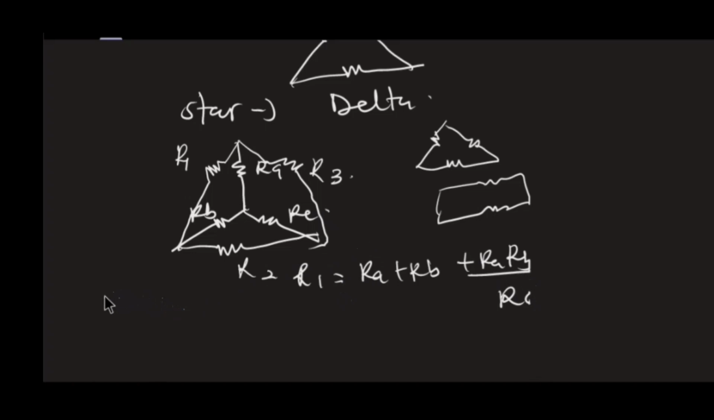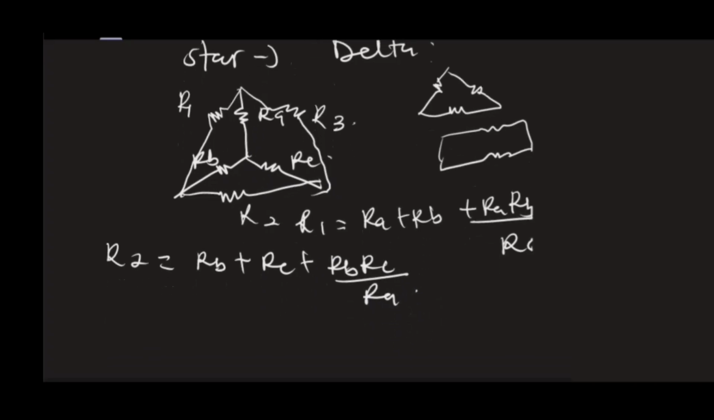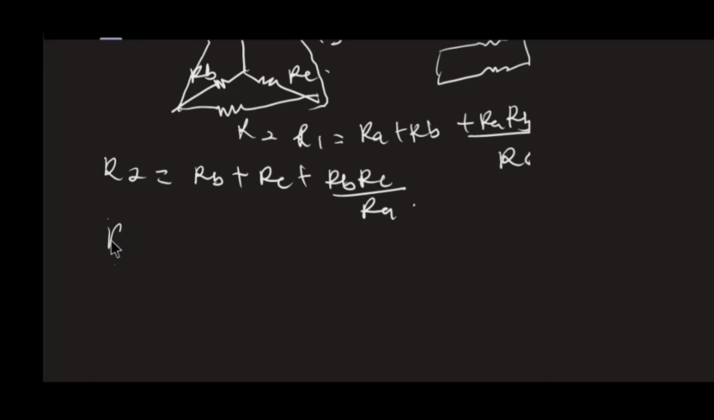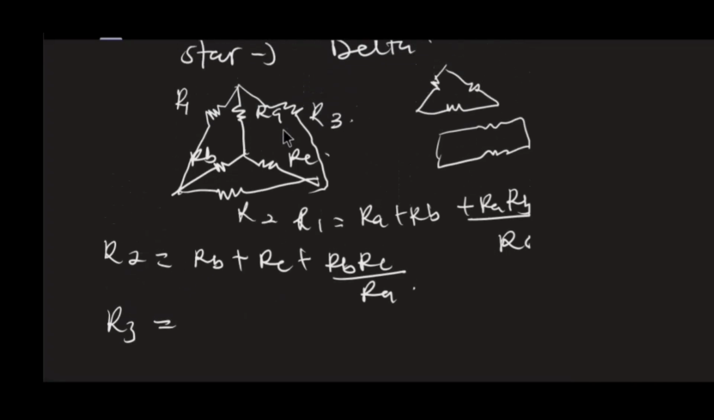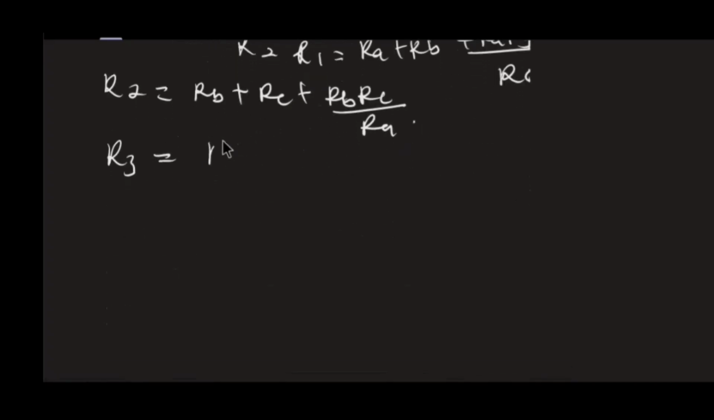And now let's do the same for R2. R2 becomes RB plus RC plus RB, RC all over the opposite, RA. And it continues for R3, which is equal to RA plus RC plus RA, RC all over RB.